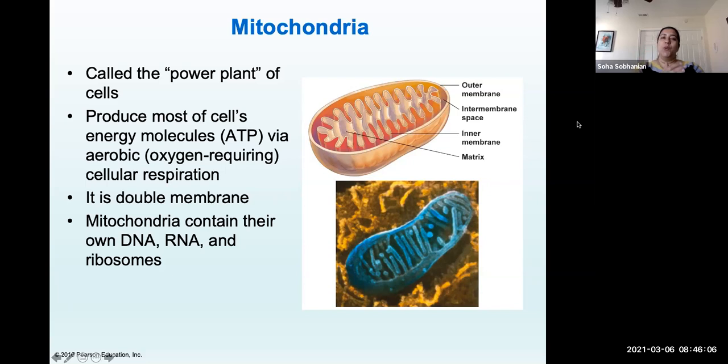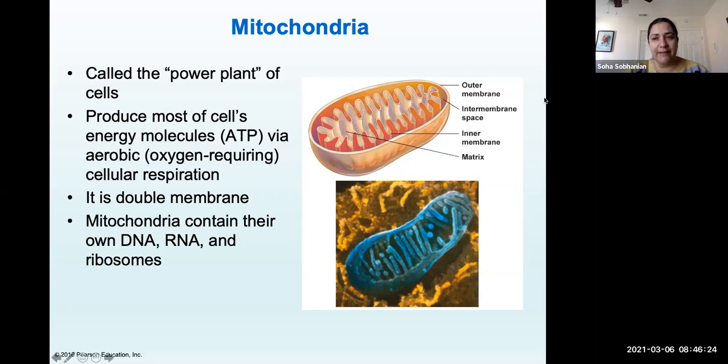Someone says, you can take the mitochondria out of the cell and that mitochondria will be perfectly happy. It produces its own ATP, it has its own DNA, RNA, and ribosome, which means it can make its own proteins and live happily ever after.